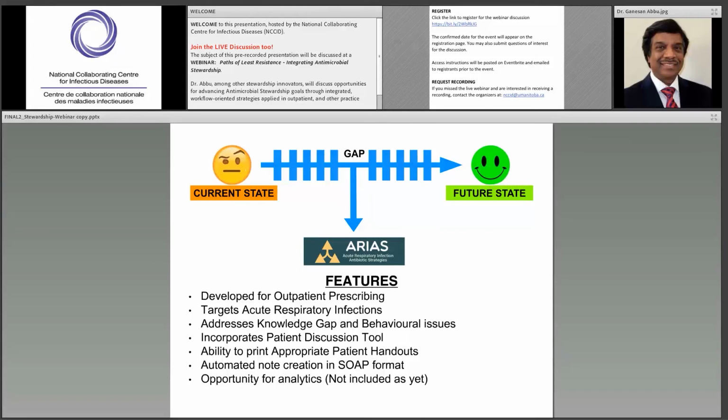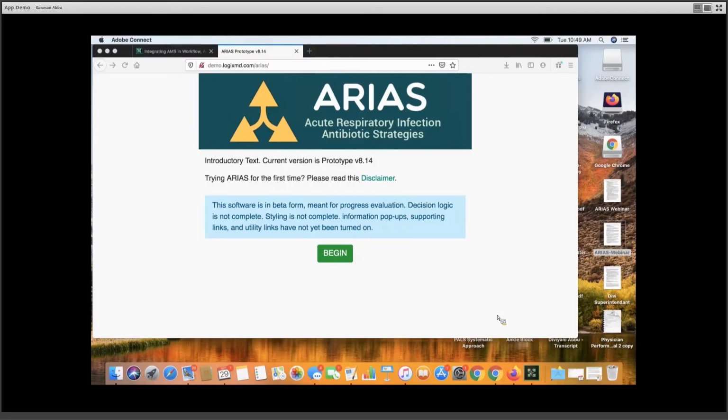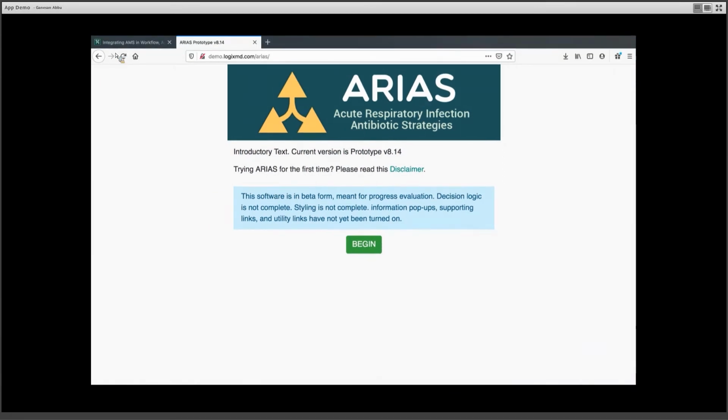I would now like to demonstrate how this app works. And I would like to say that this is a concept tool that is as yet unfinished. It's not fully tested, and your opinions for improvement are welcomed and valued.